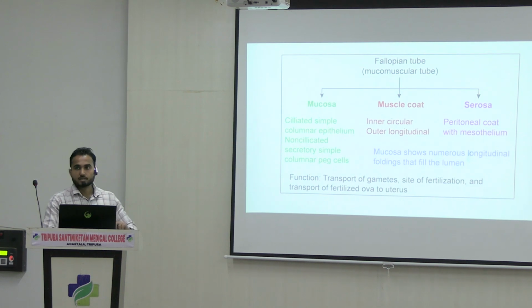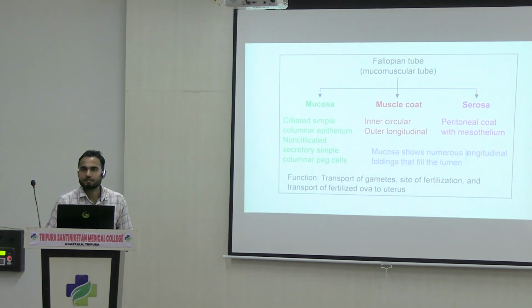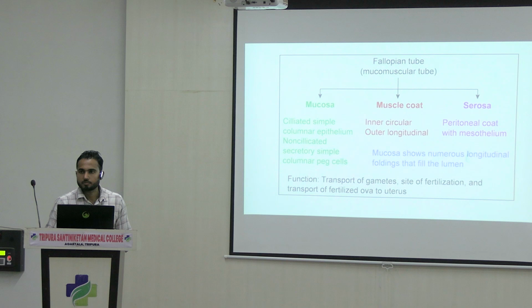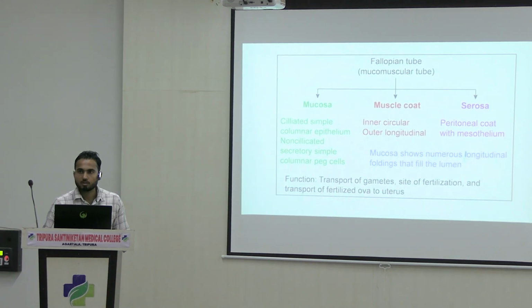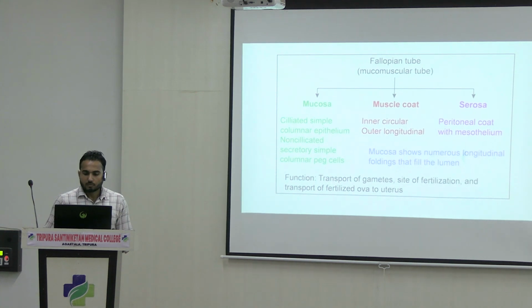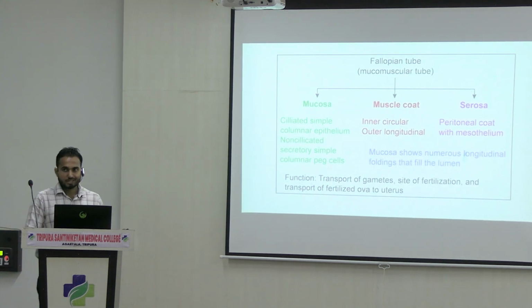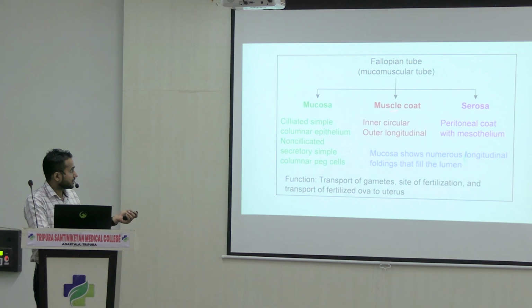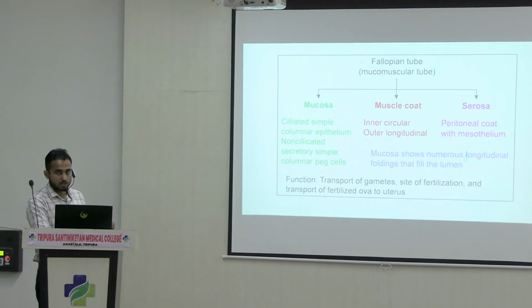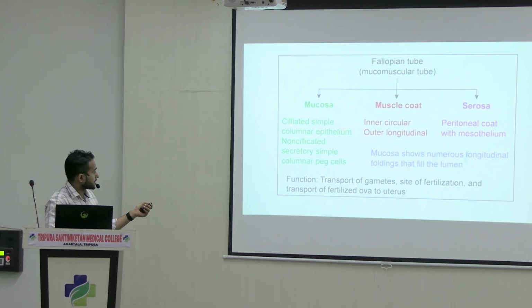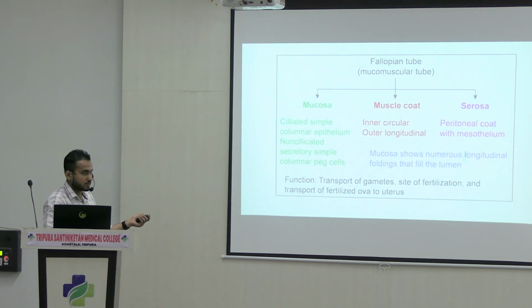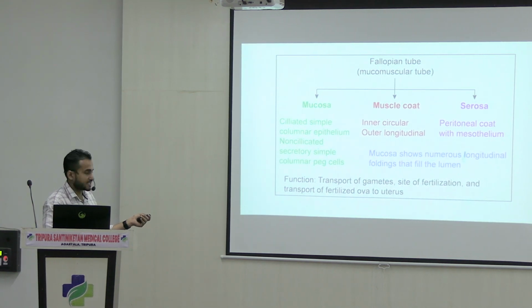Now the last part which is left is the fallopian tube. We can't forget the fallopian tube, right? Now in the fallopian tube also 3 layers are there, as you can see: mucosa, muscle coat, serosa. Now in case of mucosa, it is ciliated simple columnar epithelium. Along with that, non-ciliated secretory cells are also present. These are called PEG cells.